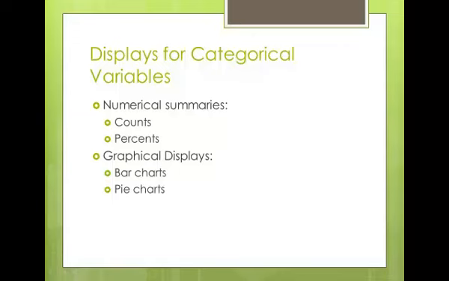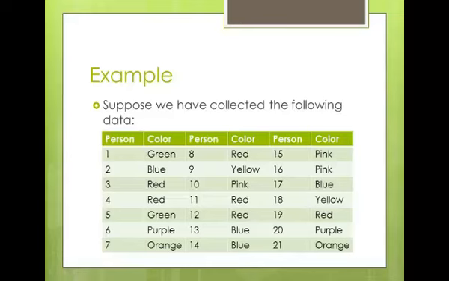For the graphical displays, we have bar charts and pie charts. Those are the appropriate displays for categorical variables. And I think probably everyone has seen bar charts and pie charts before, and we're going to go through an example in depth about what they look like and how we interpret them. So let's start out with numerical summaries.